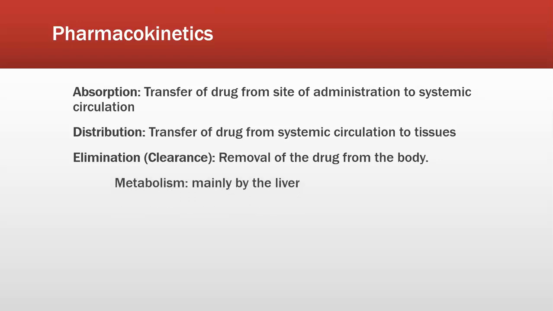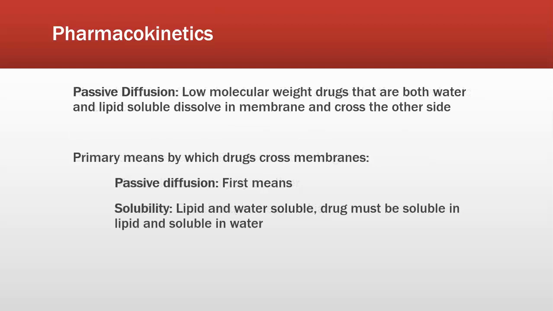So again, they're metabolized mainly by the liver, and they're excreted by the liver or the kidneys. So you have passive diffusion, which is for low molecular weight drugs, and those are both water and lipid soluble, that dissolve in the membrane and cross to the other side. The primary means by which drugs cross membranes would be passive diffusion, or solubility, which is lipid and water soluble. The drug must be soluble in lipid and soluble in water.